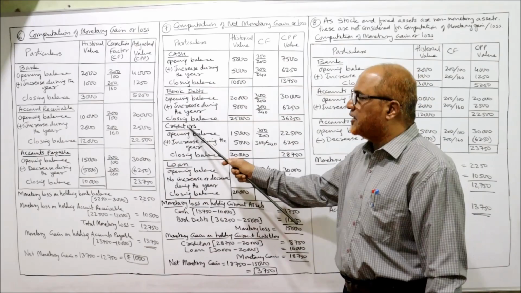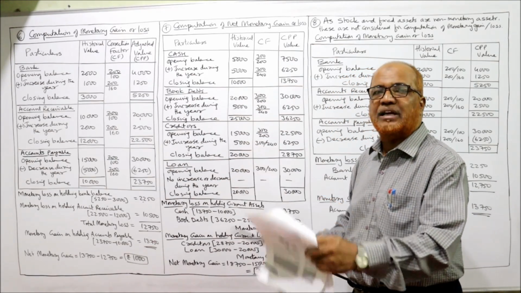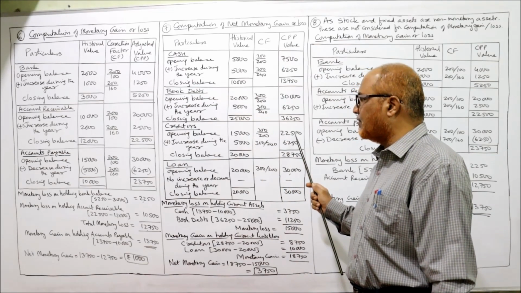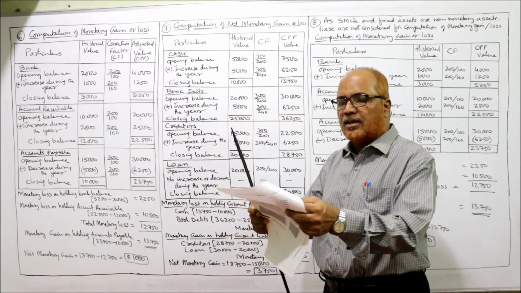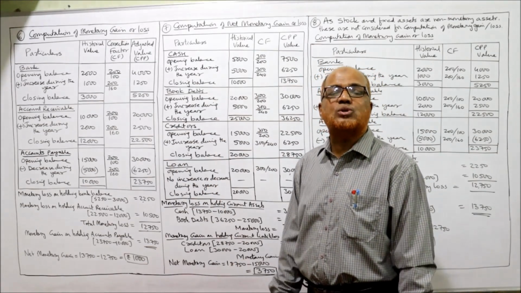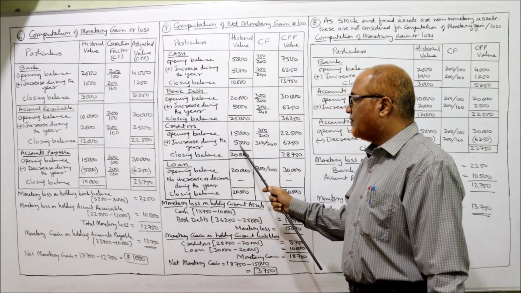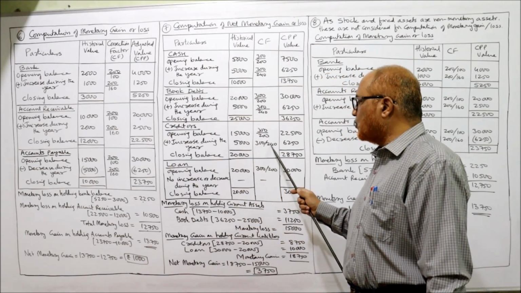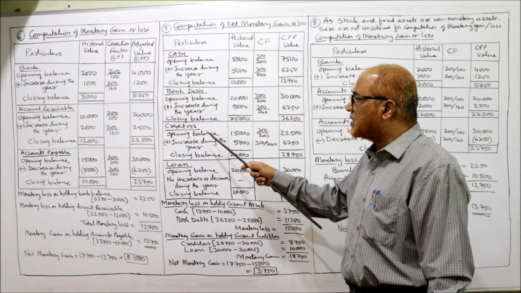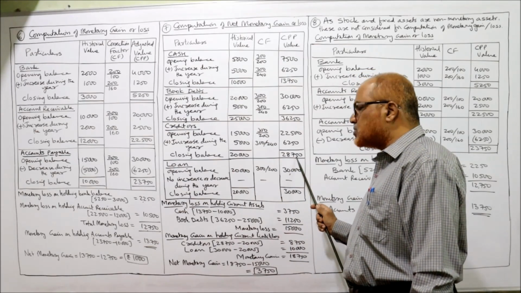Now liabilities, creditors. Opening creditors are given in the problem as 15,000. 15,000 into 300 by 200, 22,750. Now increase during the year. Creditors beginning of the year 15,000, end of the year 20,000. The 5,000 creditors increased, 5,000 into 300 by 240, 6,250. The total closing balance of creditors is 20,000 historical value and CPP value 28,750.